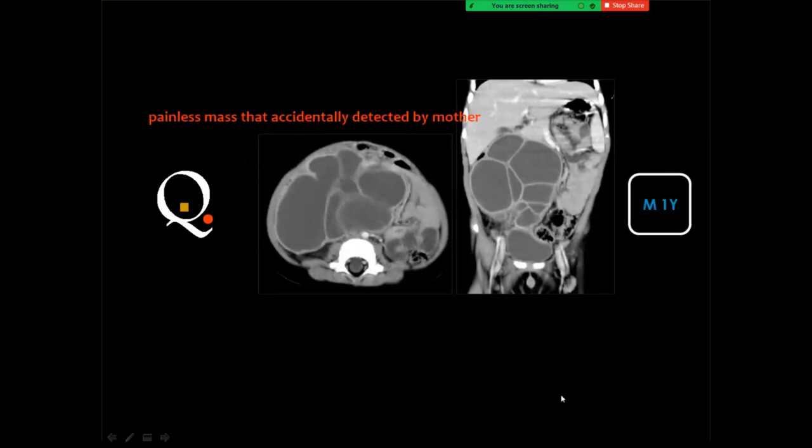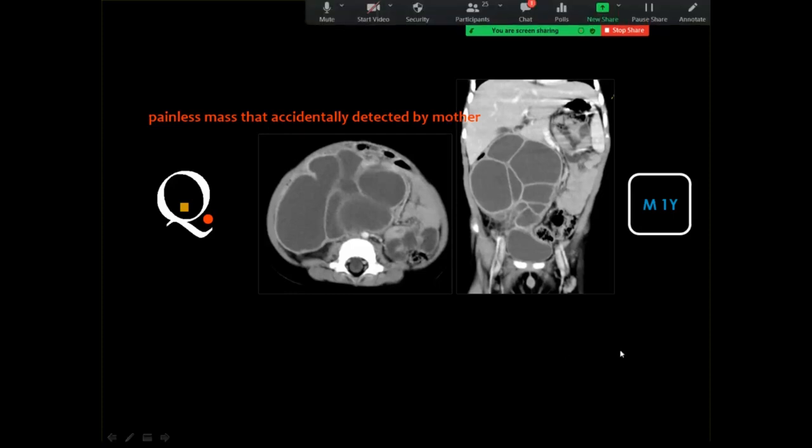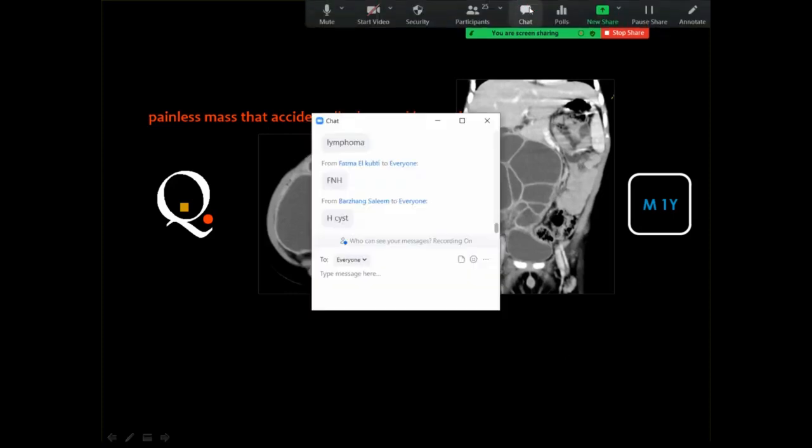This patient is 1 year old and presented with a belly mass that was accidentally detected by the mother. That it's cyst, no.